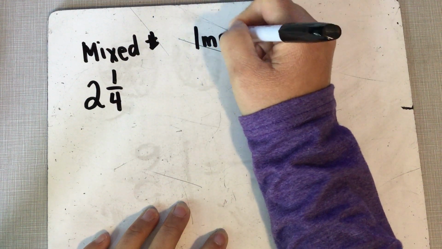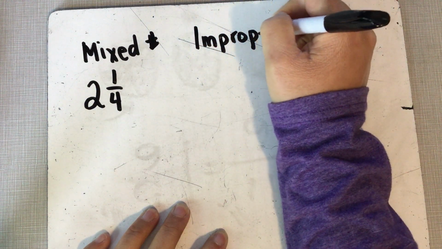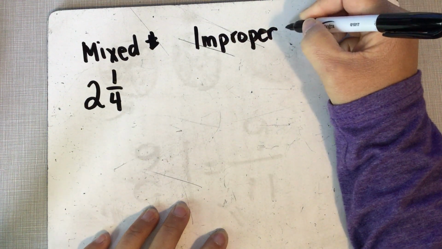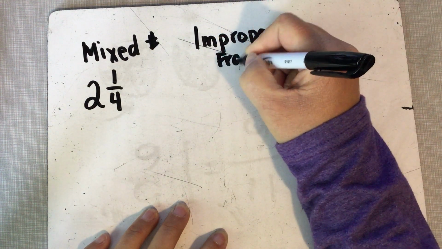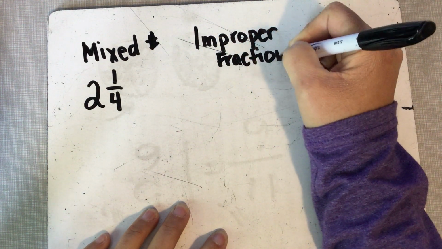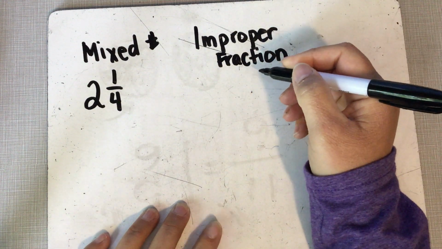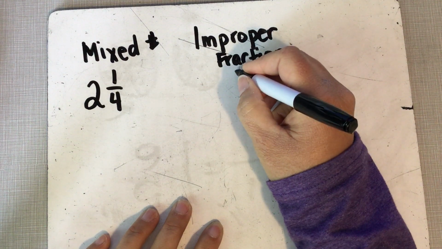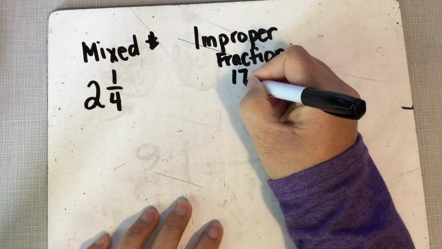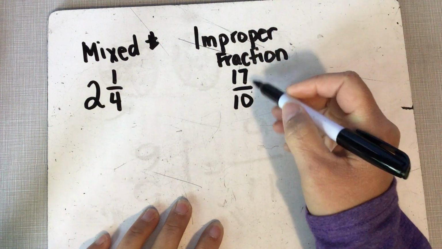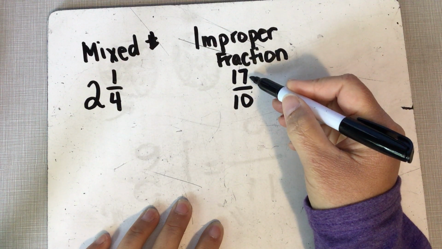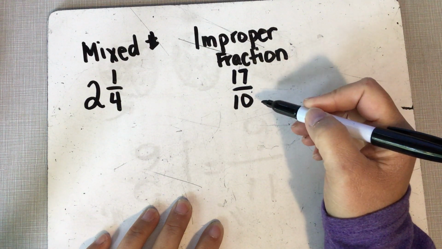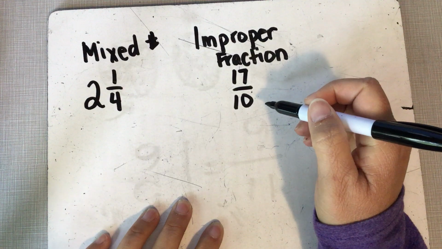And this is an improper fraction. Improper means it's not the best, right? It doesn't seem right. And that's kind of what we mean by improper fraction. An improper fraction means that a larger number is on the top. So before we were working with this. Okay, this is improper because the bigger number is on top and we don't like that. It's very difficult to see what kind of fraction we're working with.